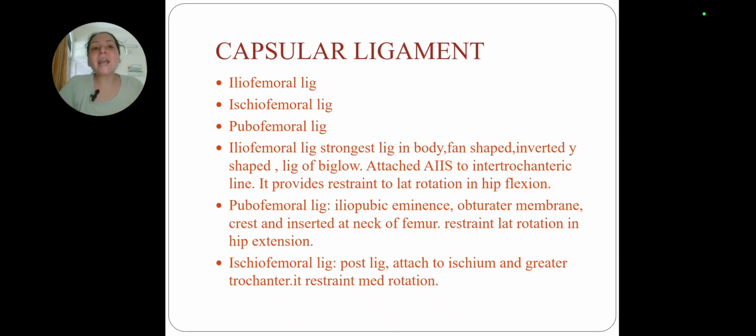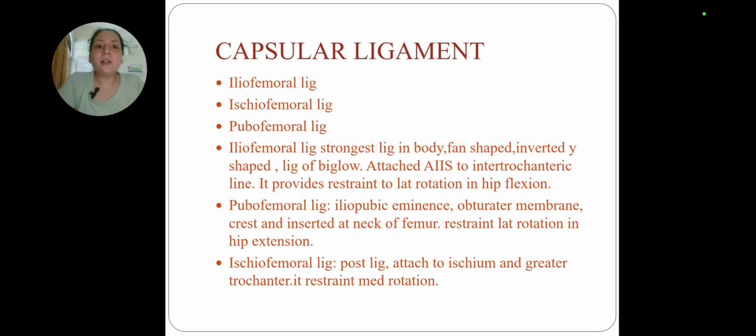We have also got the capsular ligaments, which, as you can understand, are in the joint capsule. They are the iliofemoral, the ischiofemoral, and the pubofemoral. If this was the bone, the ischiofemoral arises from the ischium. So you can understand from where they are arising. Fine. The iliofemoral, the ischiofemoral, and the pubofemoral.